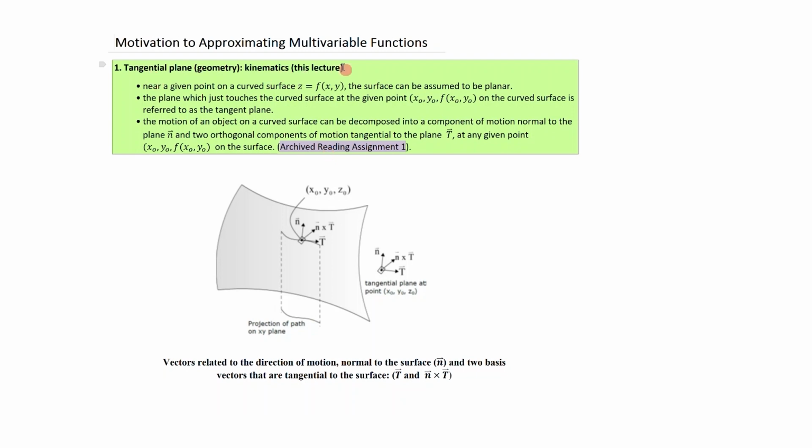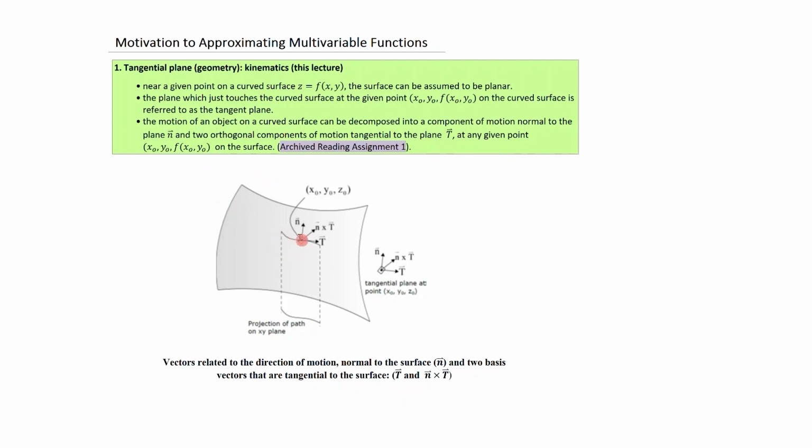So what's the idea behind this? First of all, near a given point on a curved surface, given by z a function of x and y, the surface can be assumed to be planar in a small vicinity around that point. The plane which just touches the curved surface at the given point is referred to as the tangent plane. Now, the motion of an object on a curved surface can be decomposed into a component of motion normal to the plane and two orthogonal components of motion tangential to the plane, at any given point on the surface.